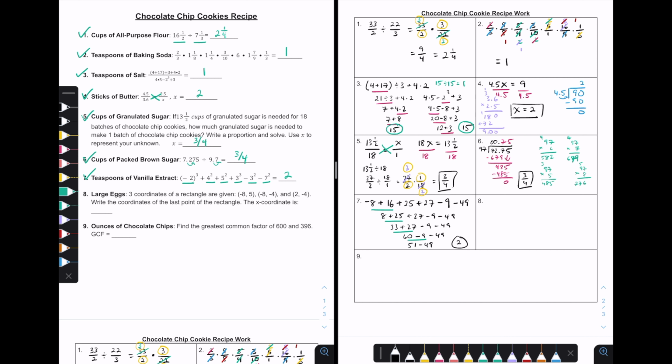And that's equal to 2. Nice. All right, so 2 teaspoons of vanilla. Number 8, let's go on to the eggs here.